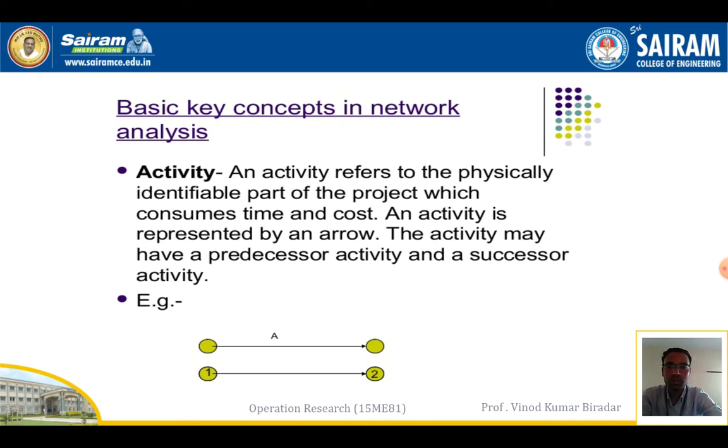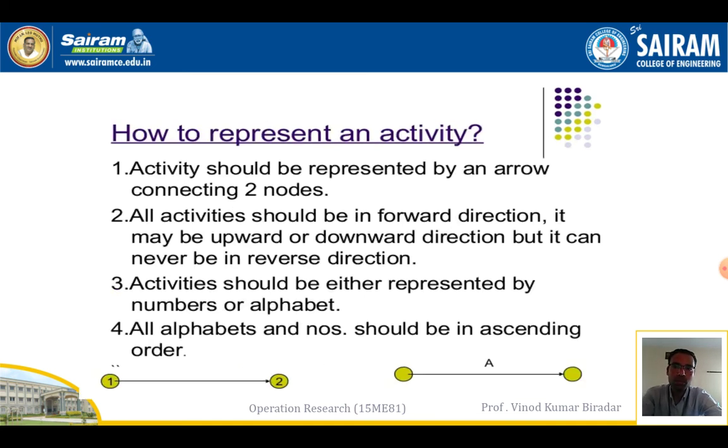An activity is represented by an arrow mark. The activity may have a predecessor activity and a successor activity. So this is an activity. It can be indicated with the help of an arrow mark between two circles, and along with that we have the time and the cost. How do we represent an activity? We can represent an activity in four ways. The first one is that an activity should be represented by an arrow connecting the two nodes.